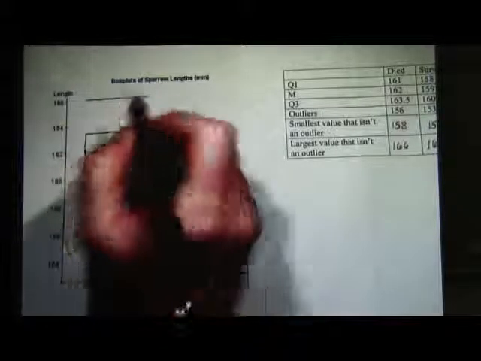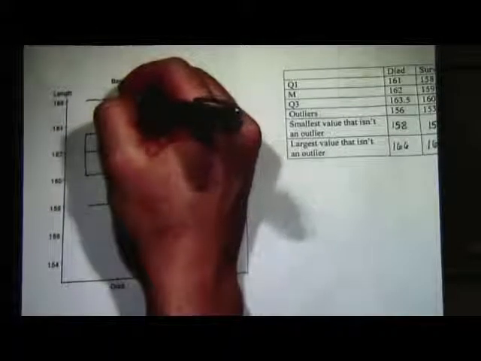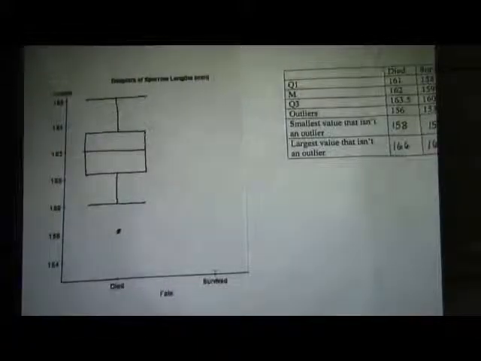I connect the 3 central lines. It's going to represent my Q1, my median, and Q3. That center box represents the central 50% of my data. This represents the minimum and the maximum, less any outliers. So this is still considered the minimum. And that's my box plot for the group that died.